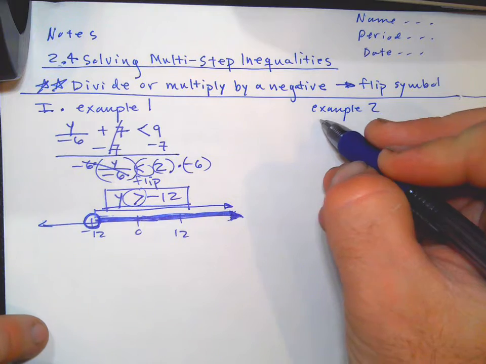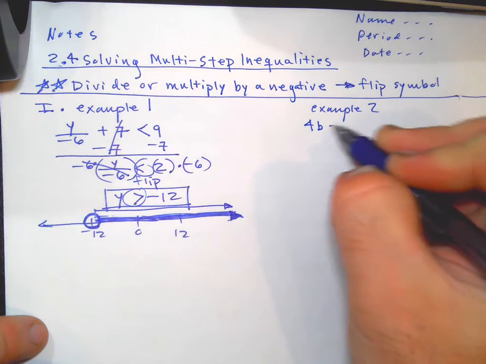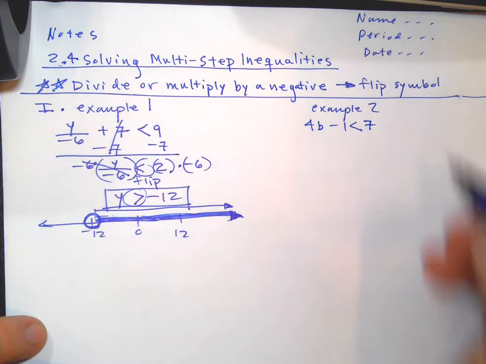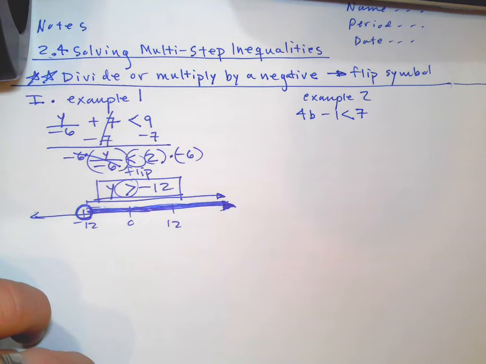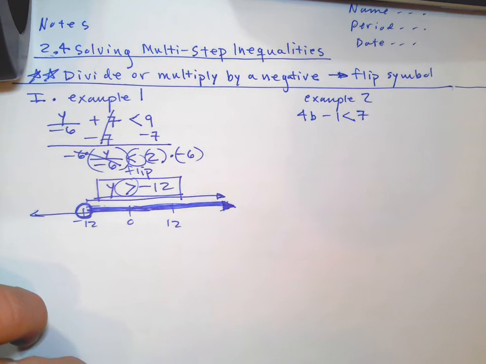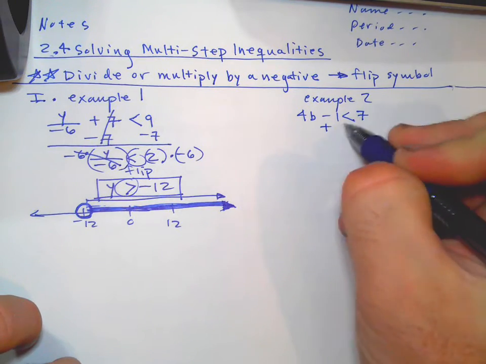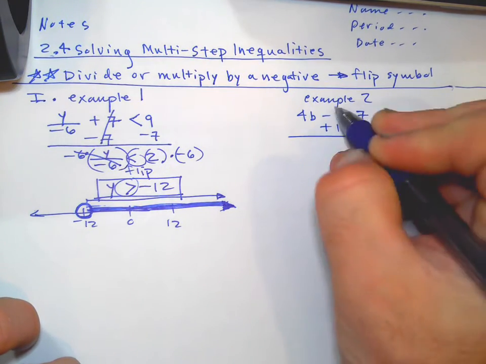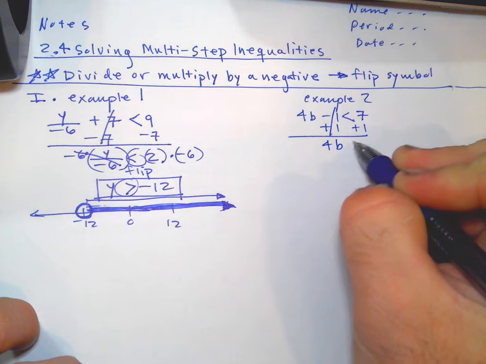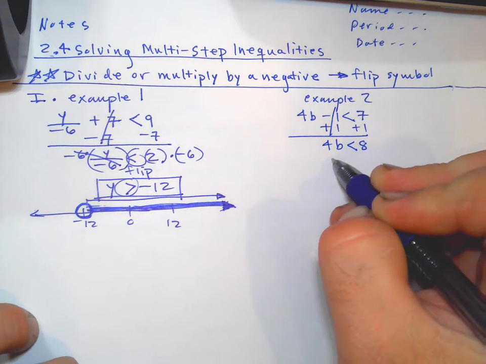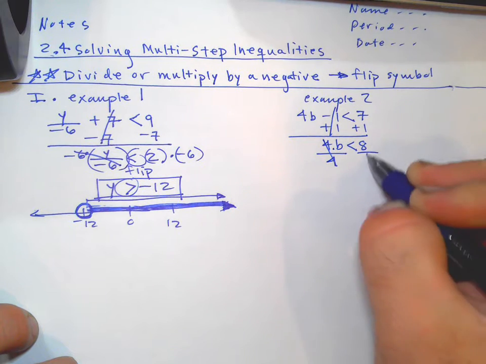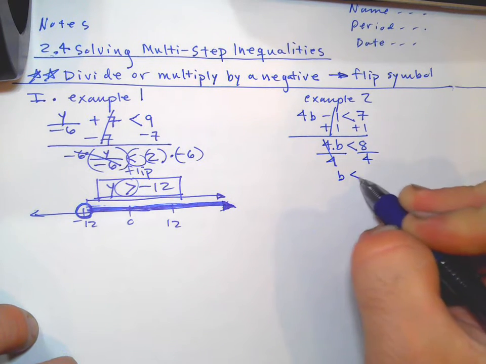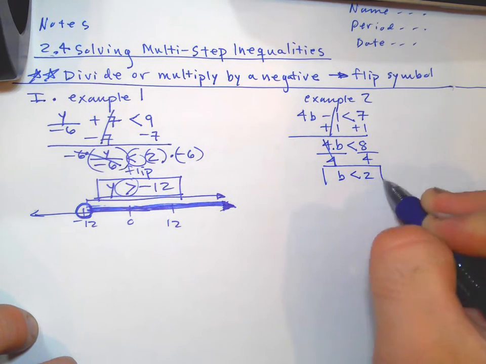All right, example 2, 4b minus 1 is less than 7. Write that down if you need to. Maybe even try it before I do it, if you want to see if you know how to do this. Get rid of addition and subtraction first. Then get rid of multiplication and division. To get rid of times 4, you have to divide by 4. And we get b is less than 2.